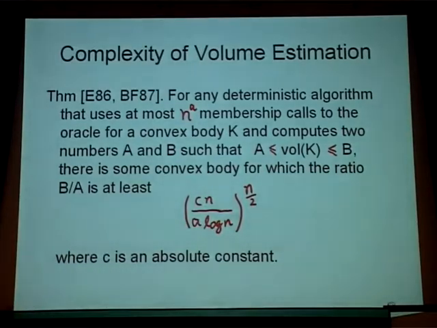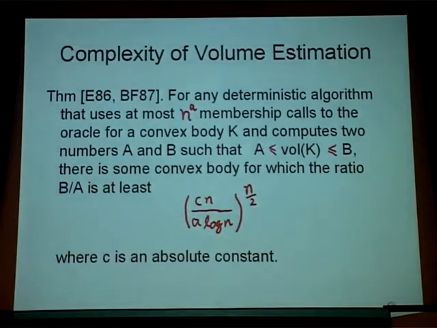For any such algorithm, there is some convex body on which the ratio by which it must be off in order to be guaranteed to be correct is (cn over a log n) to the n over 2. So if you take a to be any constant, so a polynomial number of queries, your approximation factor for the volume is roughly n to the n over 2. In fact, if you want an approximation better than constant to the n, you have to use exponentially many queries. So it seems really hard. There's only one qualification there: this is for any deterministic algorithm.